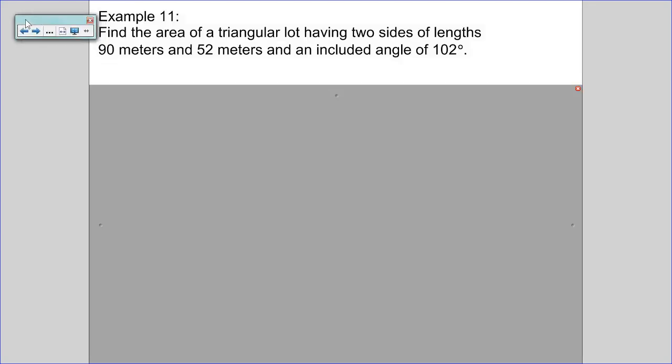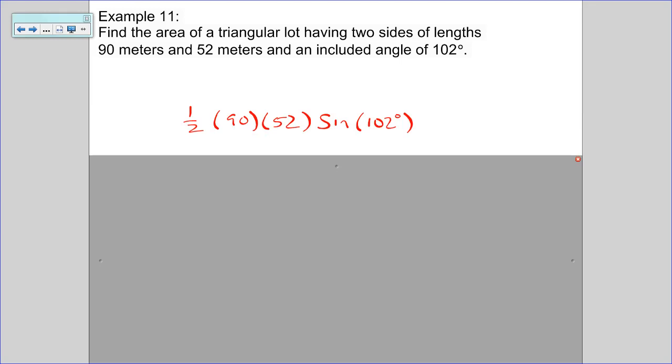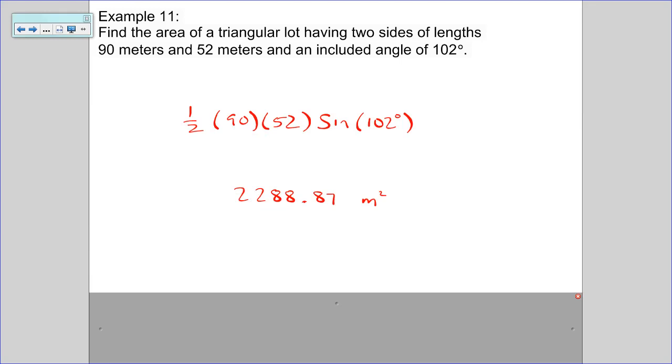All right, our last one on this. Find the area of a triangular lot having two sides of length 90 meters and 52 meters and an included angle of 102 degrees. This problem reminds us that the angle has to be the one in between. OK, so I'm going to fill that into the formula, 1/2 90 times 52 times the sine of 102. And that's going to give me 2,288.87 square meters. Devoid of context, that really doesn't mean much to us, but this is just a nice, quick formula. It takes 2-3 minutes to learn.